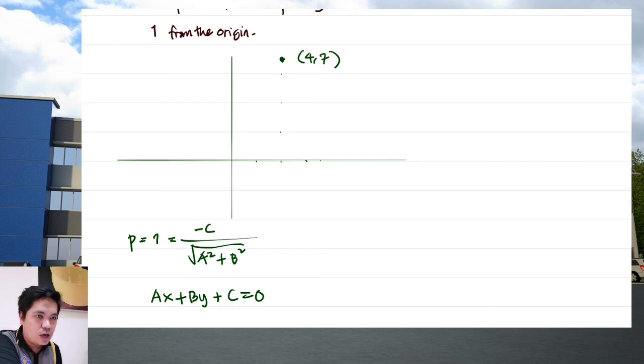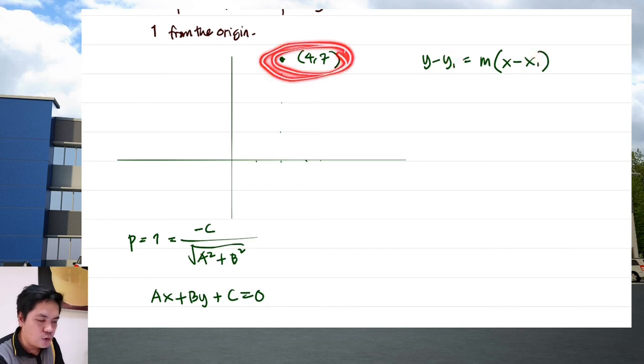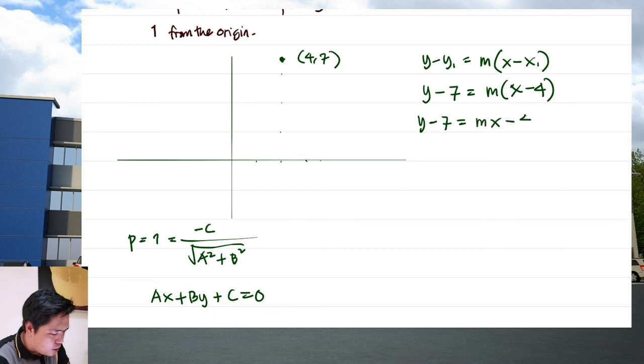So, how could we change this into one equation? To answer that, we could use the point-slope form. Right? The point is given but the slope is unknown. Remember that y minus y1 is equal to m times x minus x1. So, our x1, y1 here is the given point (4, 7). That means y minus 7 is equal to m times x minus 4. So y minus 7 is equal to mx minus 4m.